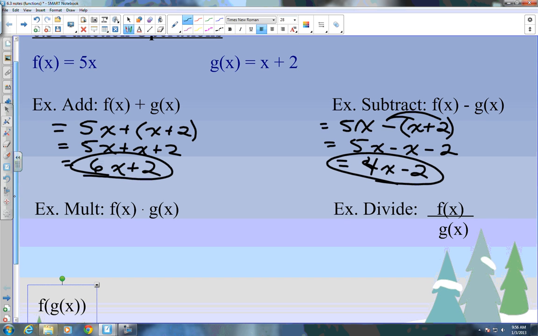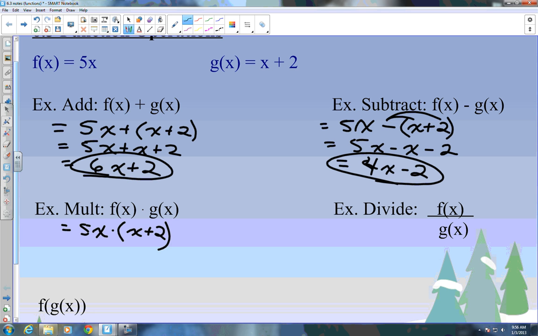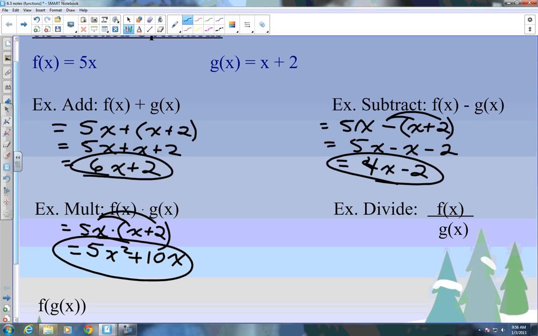Now, let's see, I don't want to get too far up here. I want to multiply f of x times g of x. Same kind of deal. So f of x is 5x times g of x, which is x plus 2. Okay, if I'm multiplying a 5x times x plus 2, what do I have to do? Distribute. So I have 5x squared plus 10x. And that is f of x times g of x.